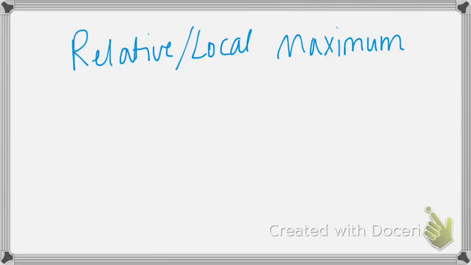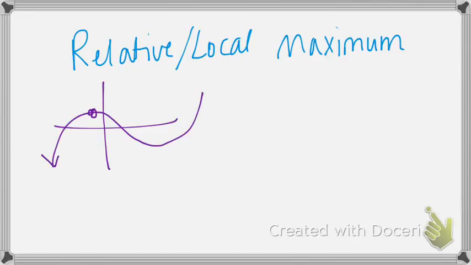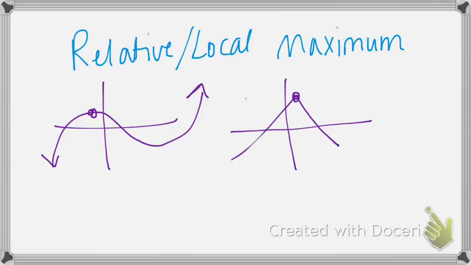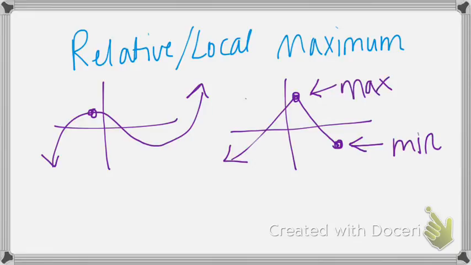Relative local maximum, similar to the minimum, it's just places on the graph where there's a maximum. Again, it could be a place where the slope is undefined. And if it kept going on that side but not on this side, that would be a maximum, that would be a minimum. And again, if it says where is it, it wants the x value. If it says what is it, it wants the y value.